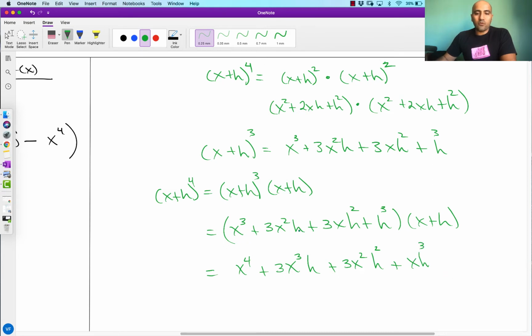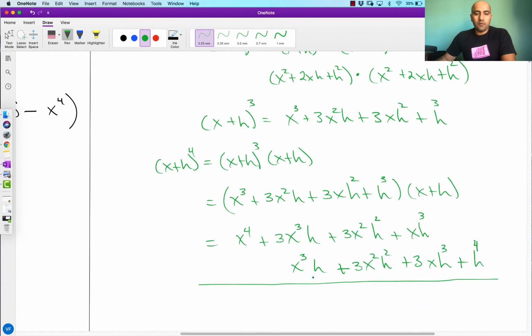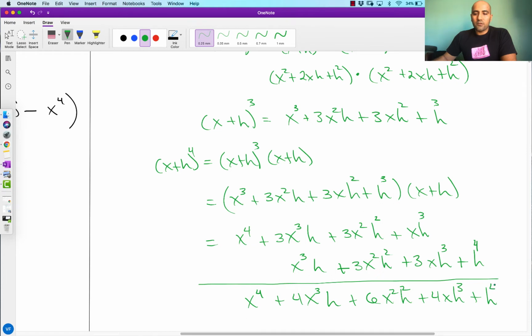And now I come back and multiply each one of these by h, or raise the power of h by 1. So I end up with x cubed h, which is like this one. So x cubed h plus x squared h squared plus 3x squared h squared. And then this one's going to be xh to the 3rd power plus 3xh cubed, finally, plus h to the 4th power. Okay, so now we just combine like terms, and we see that we get x to the fourth power plus 4x to the third h plus 6x squared h squared plus 4xh cubed plus h to the fourth power.